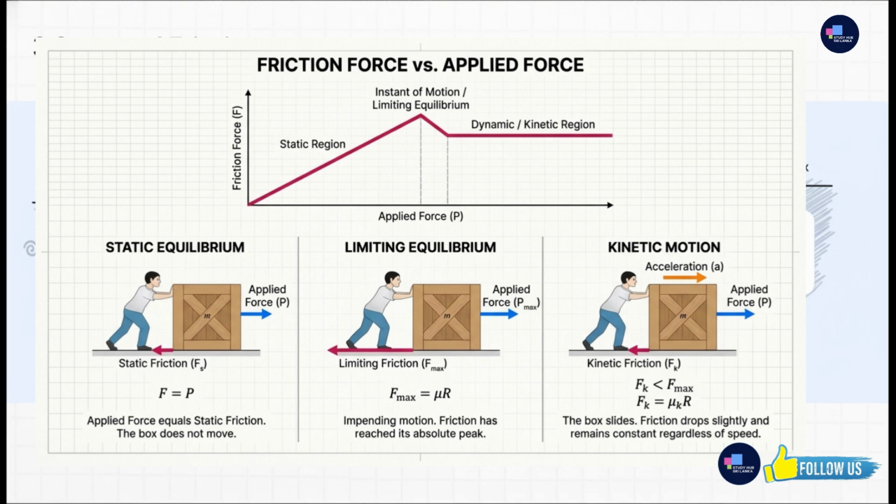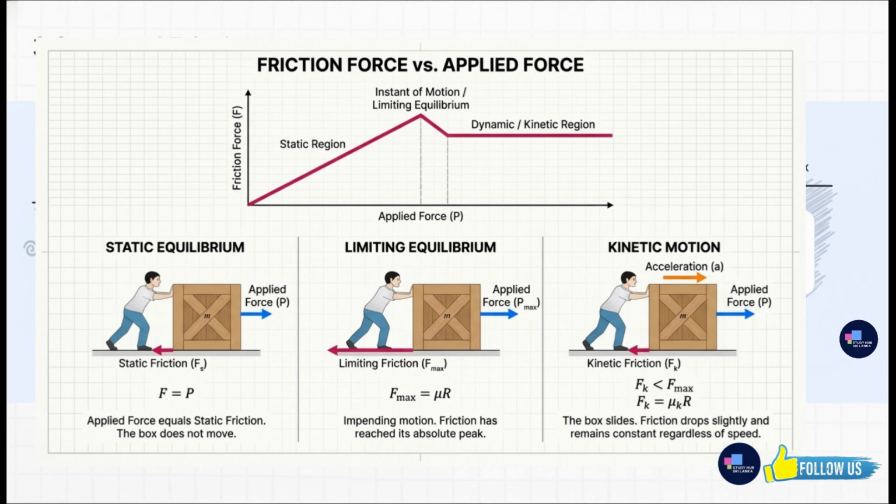Okay, imagine you're trying to push a heavy cupboard. First, you push gently. That's stage 1, static friction. The friction just pushes back with the exact same force you are applying, F equals P, so nothing moves. Then you push harder and harder until you feel it's just about to budge. That's the breaking point, stage 2. We call it limiting equilibrium. At this point, friction is at its absolute maximum value, and we have a formula for that. F max equals mu times R.